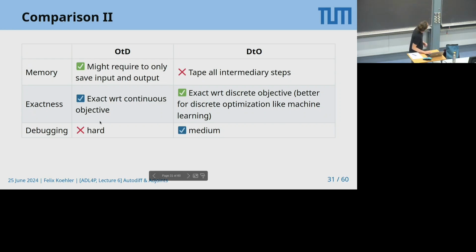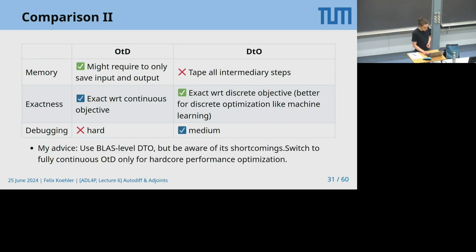Okay, let's finish this with the question on debugging. My experience with debugging OTD is that it's extremely hard, because you not only have to validate your primal code, you also have to validate your adjoint code, and this can of course be quite a lot of work. Whereas for the DTO, it's often okay-ish. That depends on the problem. If you ever looked at the reverse code that's produced by JAX or TensorFlow, it's of course debuggable, but it's not very nice. So of course this can be hard.